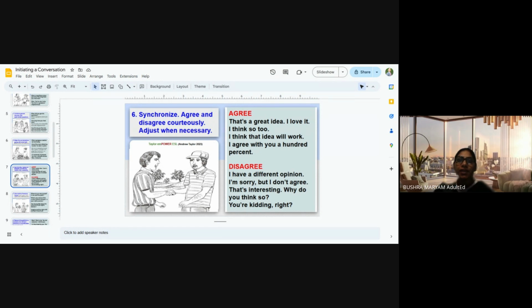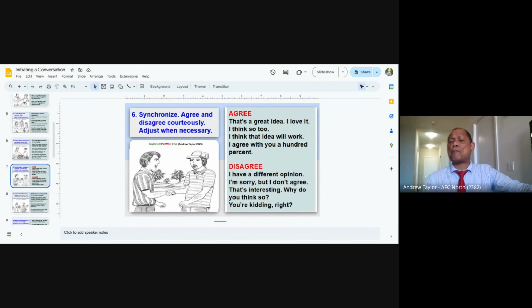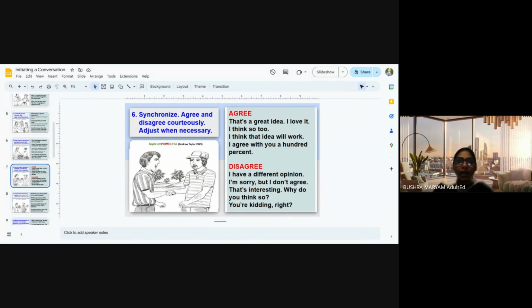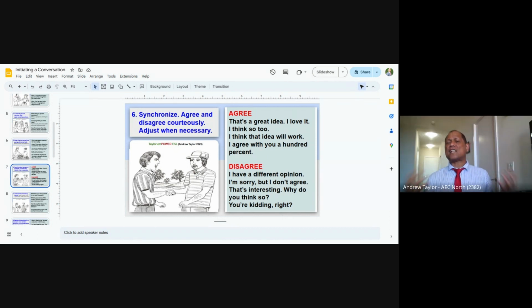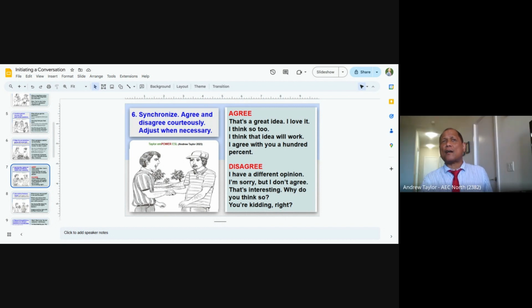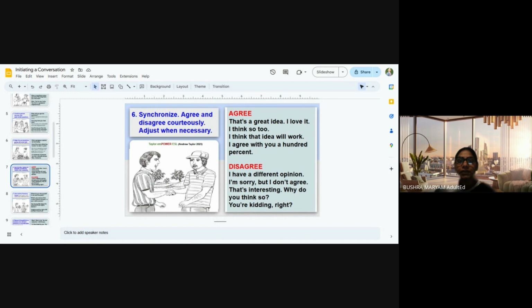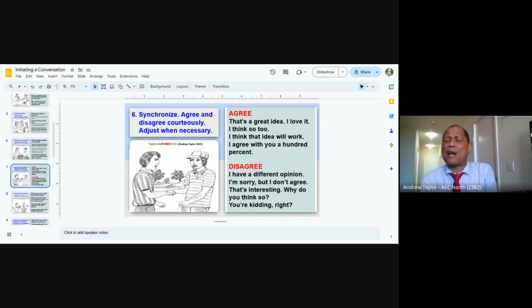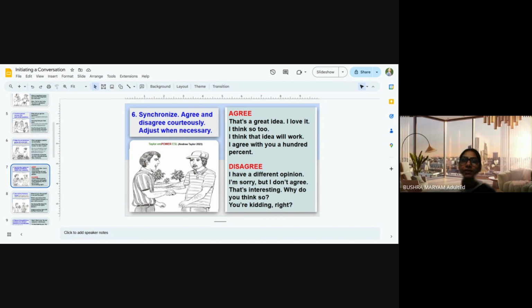That's a great idea. Bushra, we're going to cancel the picnic tomorrow because it's going to rain. Let's go bowling instead. I love it. Bushra, Jenny is such a nice lady. I think so too. Do you think we should talk to Fahid first before we change the plan? I think that idea will work. Bushra, I'm so hungry. I want to forget my diet today. I agree with you 100%.